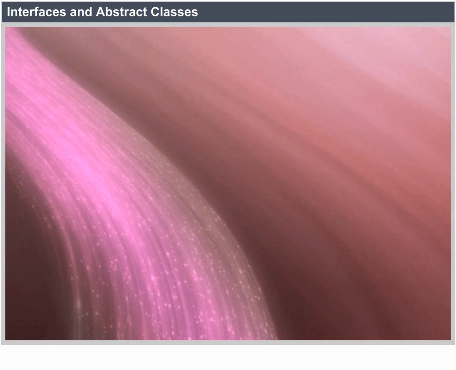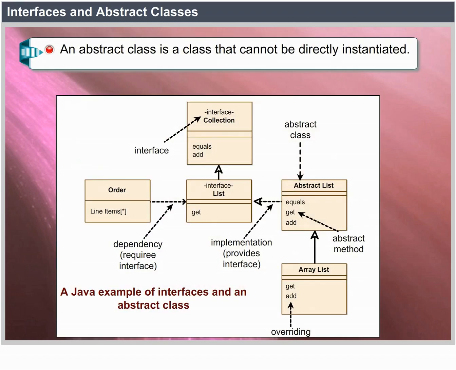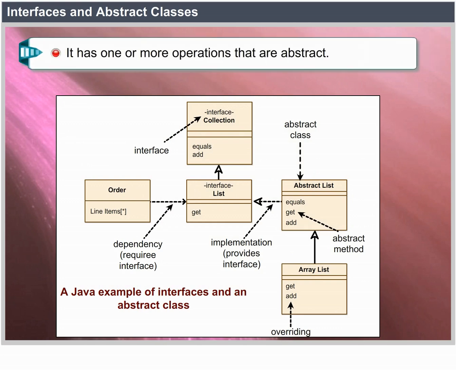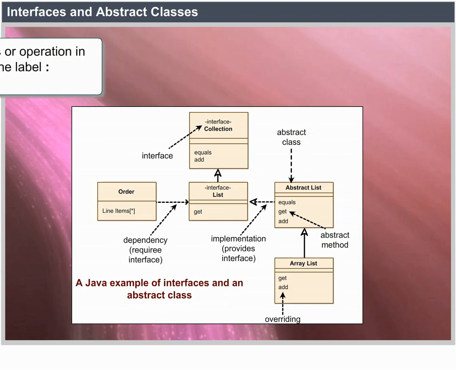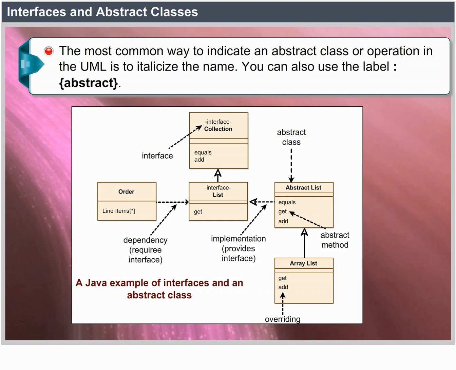Interfaces and abstract classes. An abstract class is a class that cannot be directly instantiated. It has one or more operations that are abstract. An abstract operation has no implementation. It is pure declaration so that clients can bind to the abstract class. The most common way to indicate an abstract class or operation in the UML is to italicize the name. You can also use the label abstract.